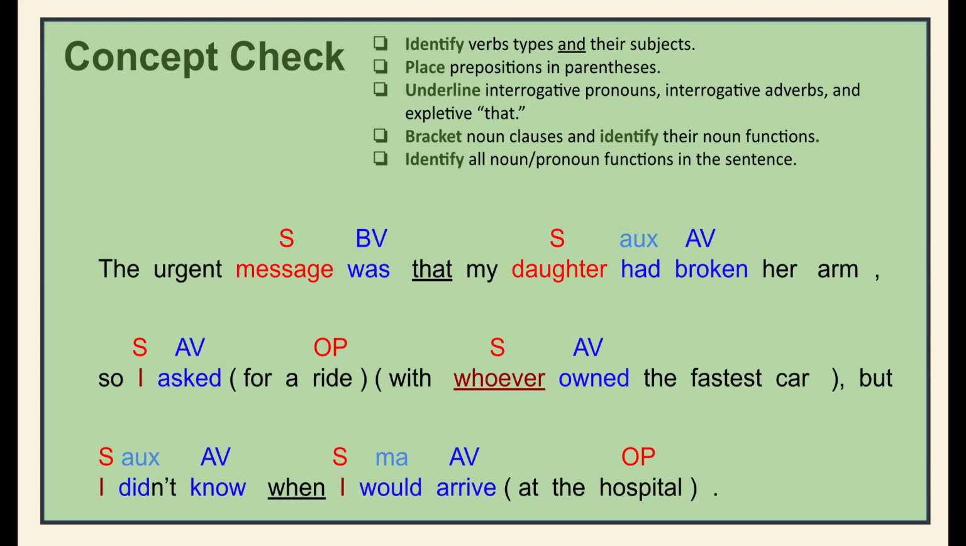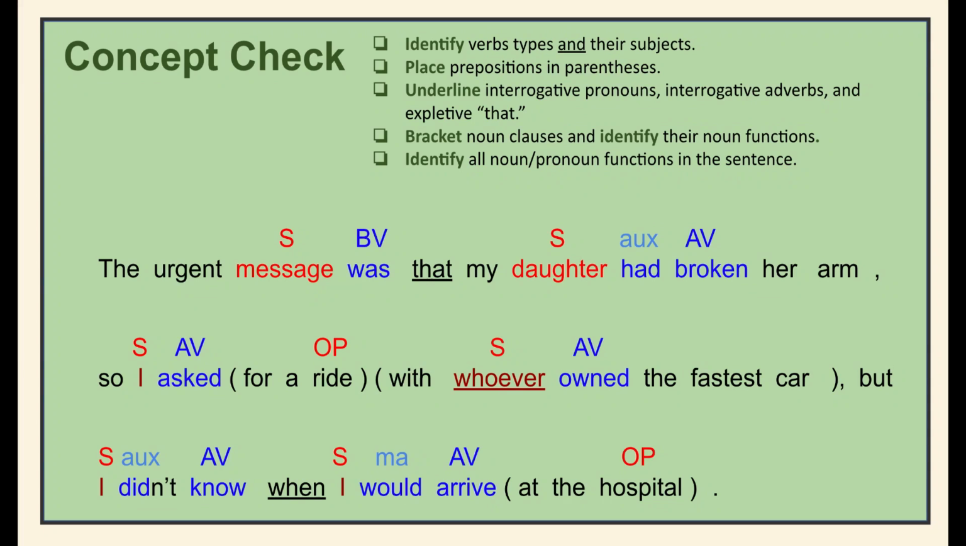First, let's check for all of the subject-verb combinations to identify the clauses in this sentence. The first is the be verb was, and its subject is message. The second verb phrase is had broken, and its subject is daughter. The next verb is asked, it's an action verb, and its subject is I. The next verb is owned, and its subject is whoever. The next verb phrase is did know, its subject is I. And the final verb phrase is would arrive, and its subject is also I.